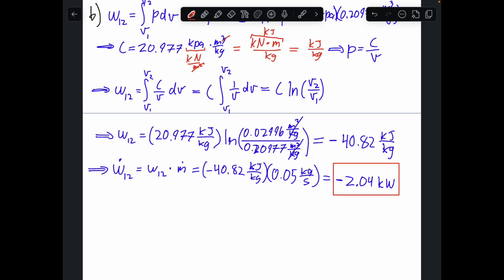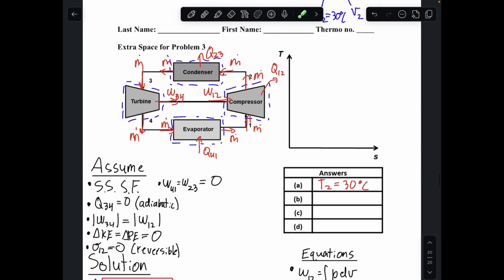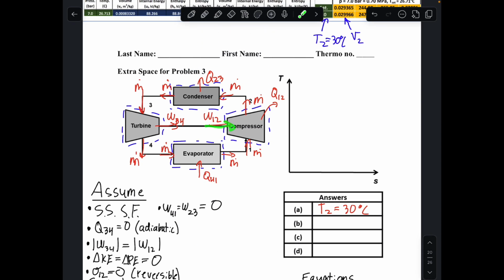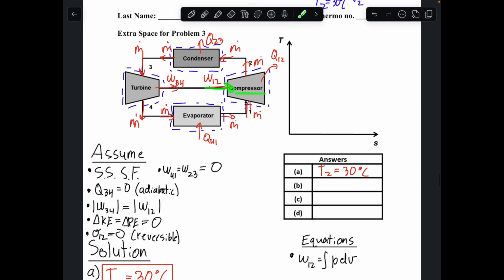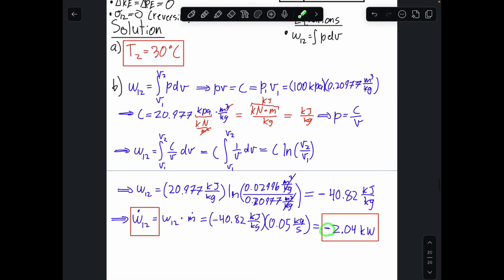And you can check the sign if you want. It makes sense that our sign is negative in this case because we're doing negative work by doing work on our compressor. We have to put work into this device in order to make it run. So this is our final answer, and this is the final work.